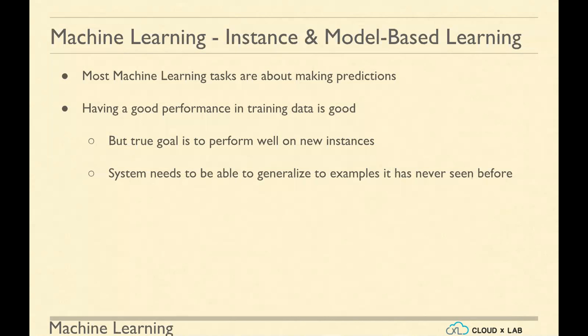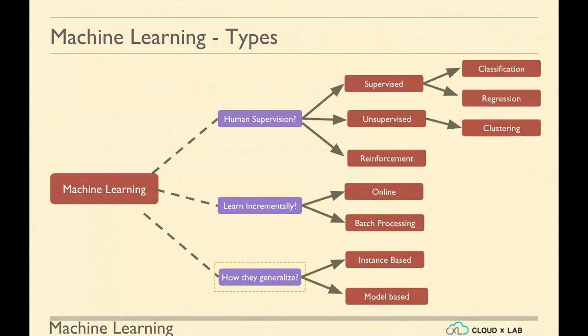So most of the machine learning tasks are about making predictions, right? And having a good performance on the training data is like being able to do textbook exercises really well before exams. But the true goal is to perform well in the exam, that is, perform well on the new instances. So the system needs to be able to generalize to the examples which it has not seen earlier. And that's why there is a difference between instance-based and model-based. Instance-based is based on memorization. The people who are good at history are basically mostly the instance-based learners. I'm just making a point.